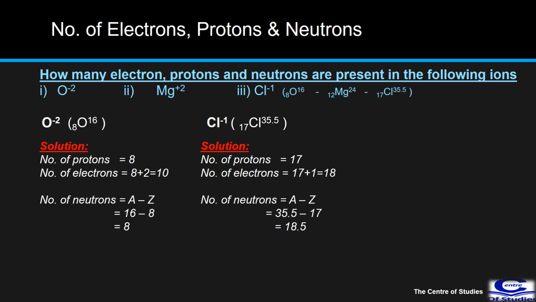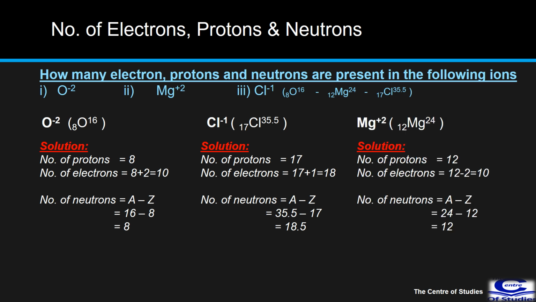Now the third example is a cation. So for the cation, the number of protons will be the same, but for the number of electrons, we have to subtract 2 electrons since it has lost its 2 electrons. So the number of electrons in the magnesium cation will be 10. And similarly, for the number of neutrons, we have to follow the same procedure. We have to subtract the atomic number from the mass number.